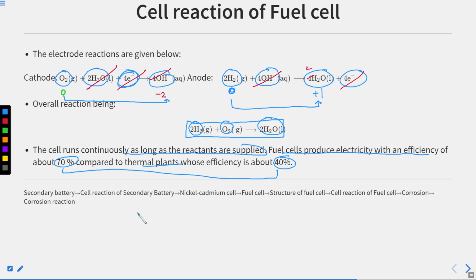Not only that, we are using simple oxygen and hydrogen that are present in huge amounts in the environment. So this fuel cell is very eco-friendly. And what we are obtaining is also good. We are getting water that is free of all impurities.